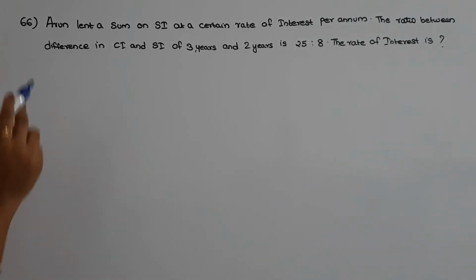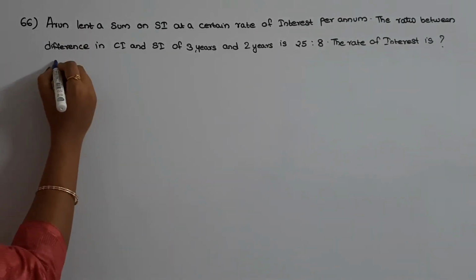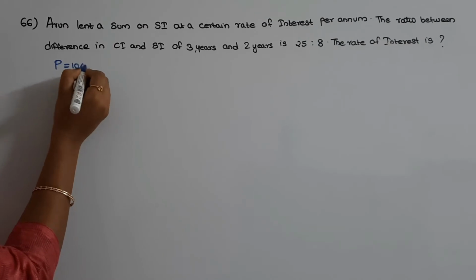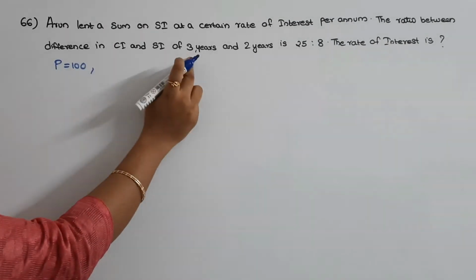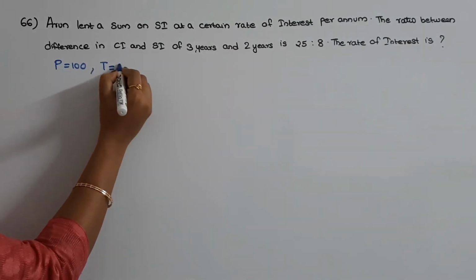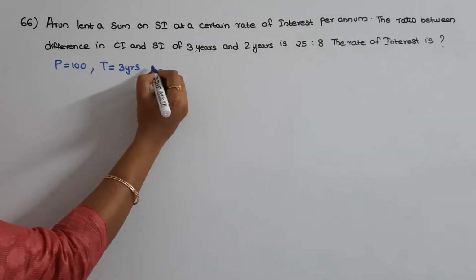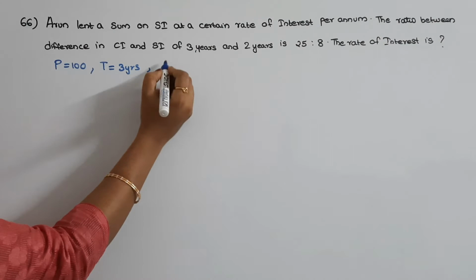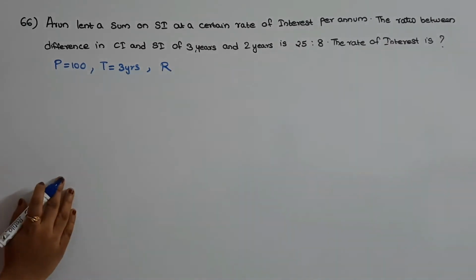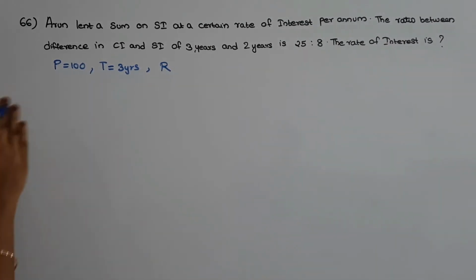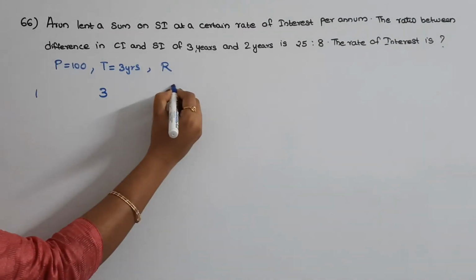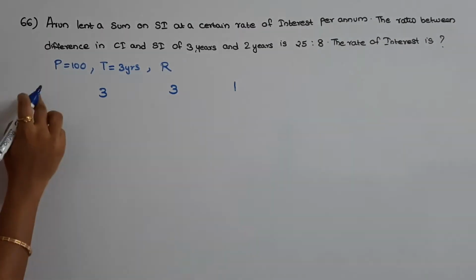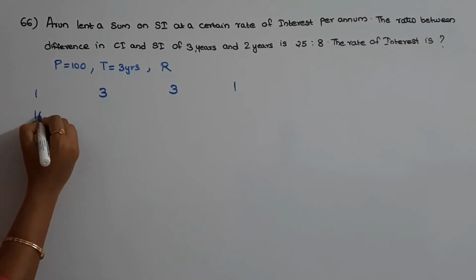So in this question, the principal is not given. So let us assume the principal as 100 for easy calculation. Okay. So first let us consider the time period as 3 years, and rate is also not given, so let us assume it as R. Okay. So when the time period is 3 years, we can write 1, 3, 3, 1. Below this 1 write principal 100.